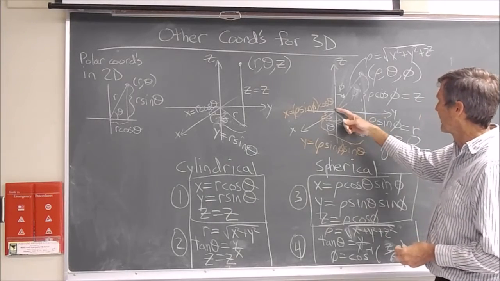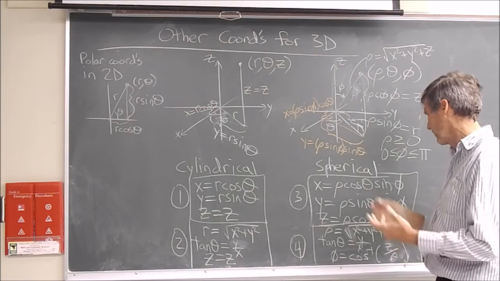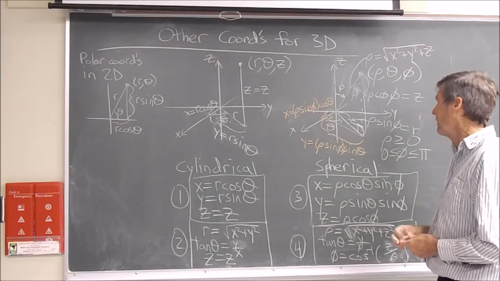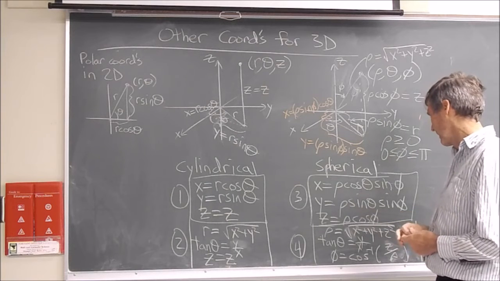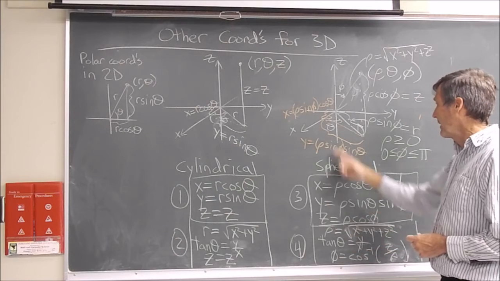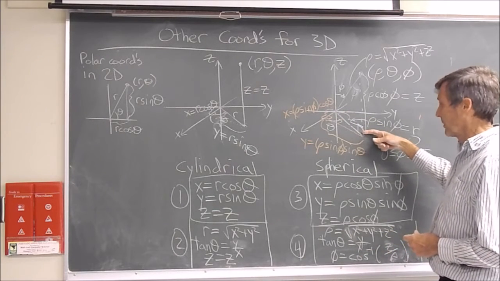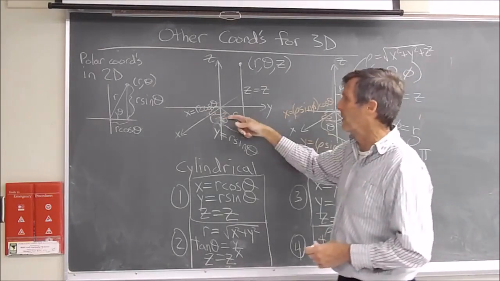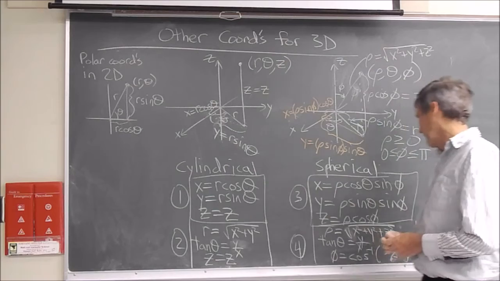And sometimes in engineering books, instead of calling this rho, they'll call it r, which is another thing they like to do. They use rho for other purposes. So this is the math standard. This is what's in your book. And now theta is the same theta in spherical coordinates as you had in cylindrical coordinates, as you had in polar coordinates with r non-negative.